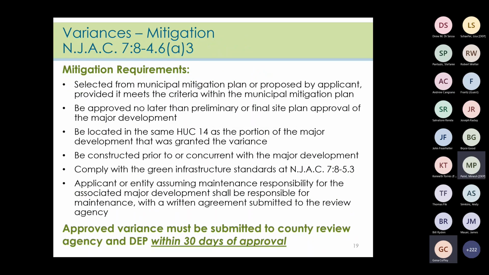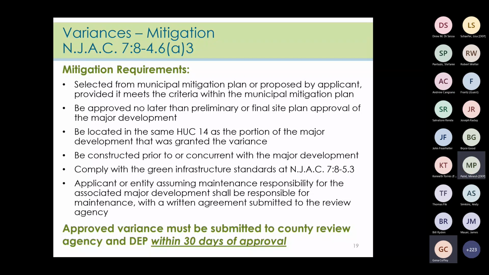There's a lot more to the mitigation requirements that must be met to obtain approval of a variance in the amended version of the rules. Mitigation must be part of the municipal stormwater management plan and follow these new requirements. It must be selected from the municipal list of mitigation projects, or could be proposed by the applicant if it meets the criteria for the municipal mitigation plan. It must be approved no later than the preliminary or final site plan approval.